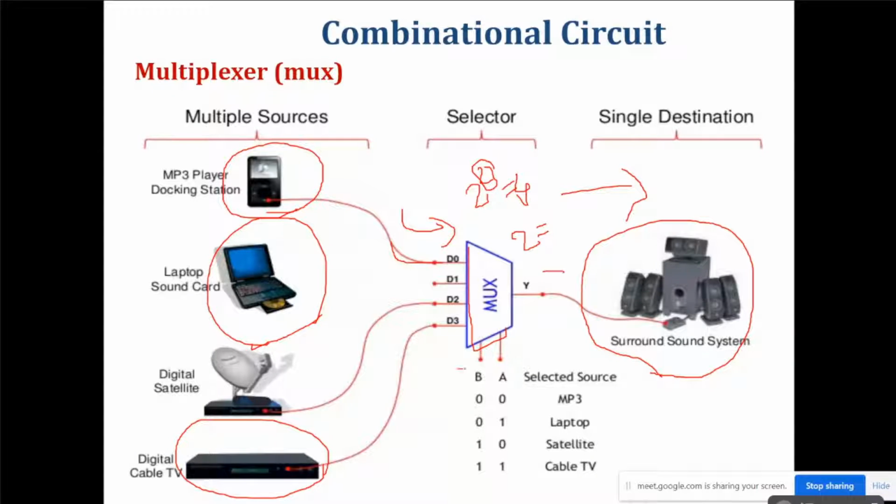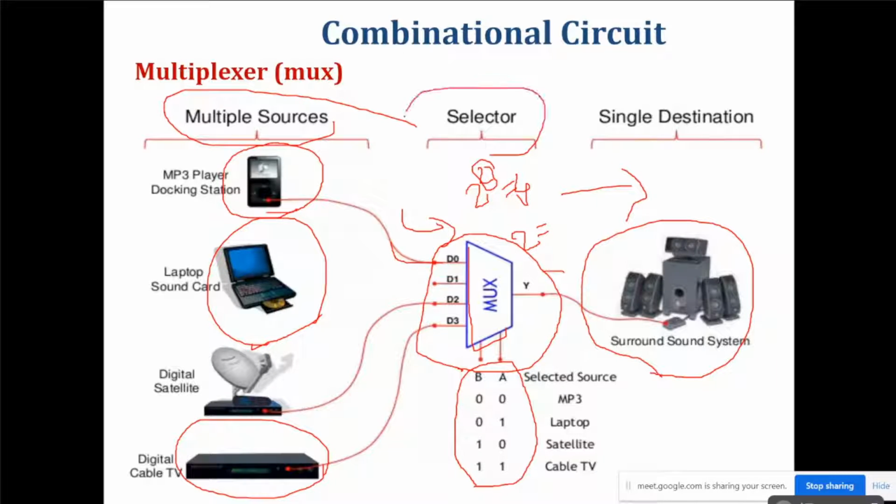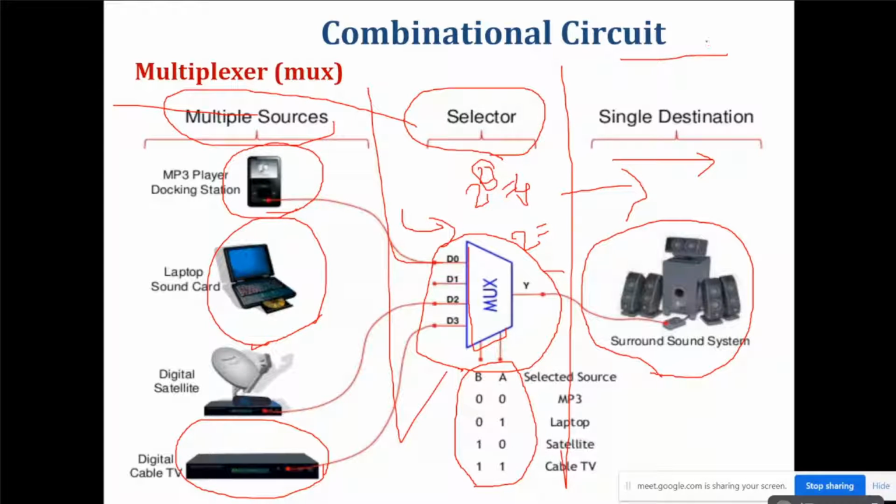So one multiplexer: with the use of the multiplexer, on the basis of the various combinations of the selection line, one of the inputs will be directed towards that sound system. So multiple sources are there. This selector we can take as a multiplexer, and that will direct to whatever receiver device is there. So these are the transmitting devices, this is the selection device, and this is the receiving device. So this is the multiplexer.